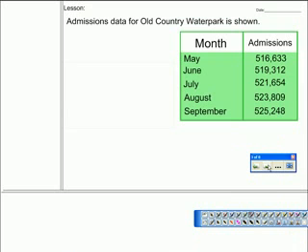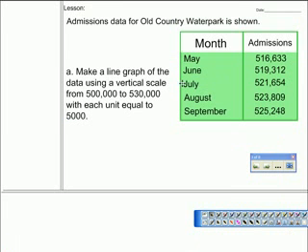All right, we're going to look at some. Now, don't write all this down. I want you to put the graphs I'm going to do over the next couple pages. Don't bother to write this in your notes. Here's the admission data for Old Country Water Park. We're going to create two graphs. We're going to use the exact same numbers, but I'm going to show you how changing something just a little bit will make the graphs look completely different.